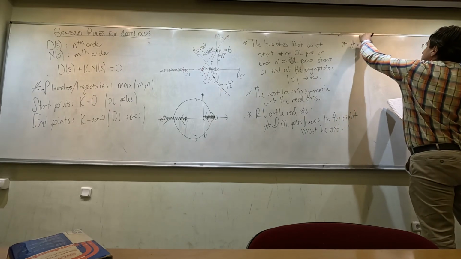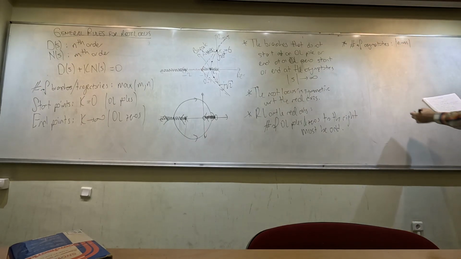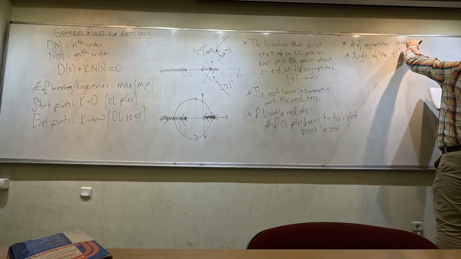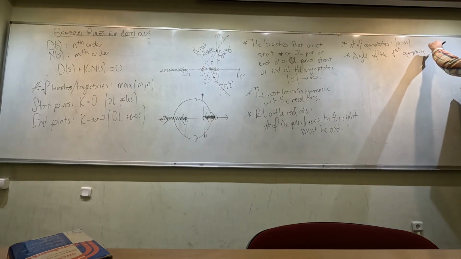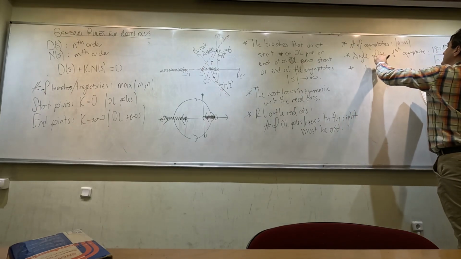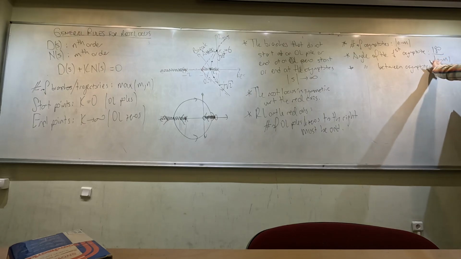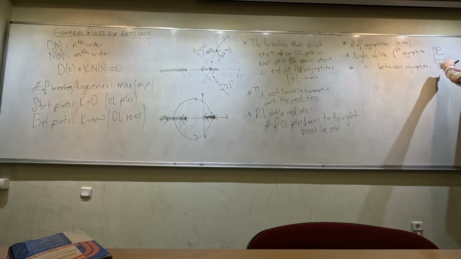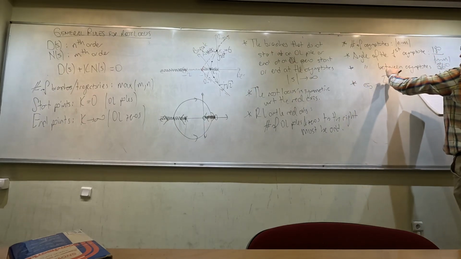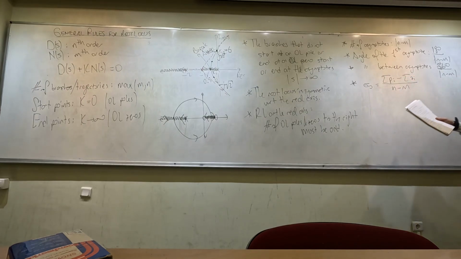The number of asymptotes is n minus m, absolute value. And the angle of the first asymptote is 180 divided by n minus m. The angle between asymptotes is 360 divided by n minus m, always twice this number. And the intersection point of the asymptotes is sigma 0, the summation of the open loop poles minus the summation of the open loop zeros, divided by n minus m.